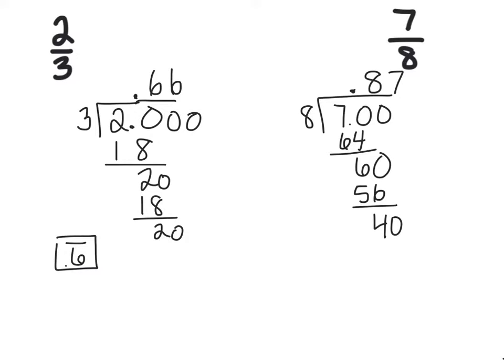What can I multiply 8 by to get as close to 40 as possible? Well, 8 times 5 is 40. Using my subtraction, I end up with 0, which is what I want. That means I'm done. I don't have to keep going. So 7/8 is the same as 0.875.